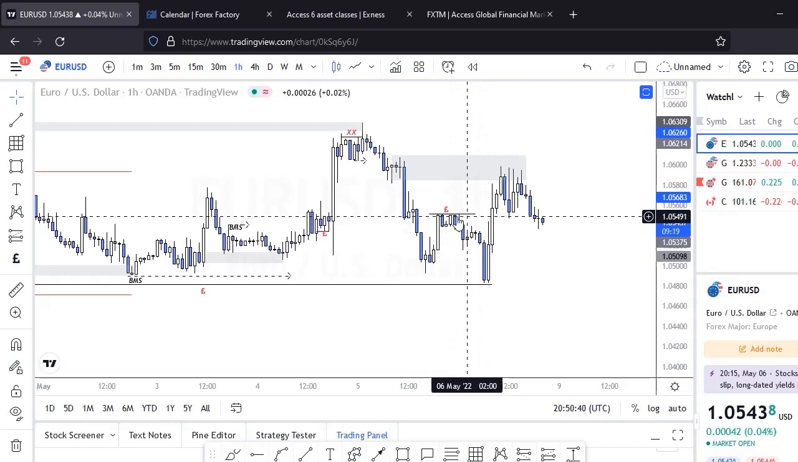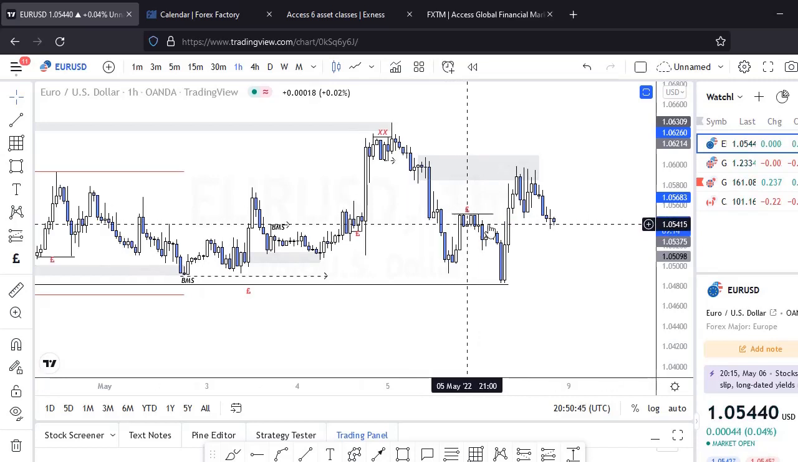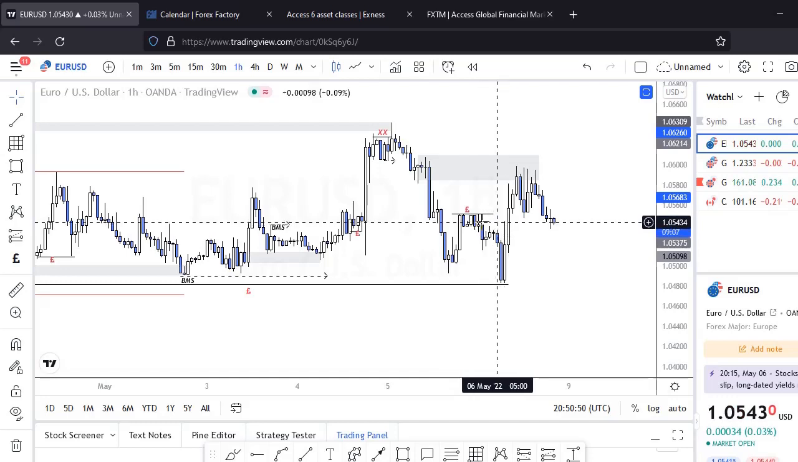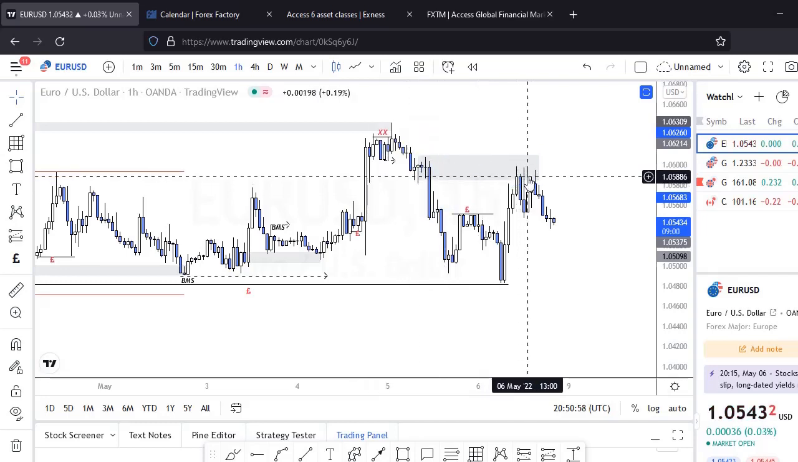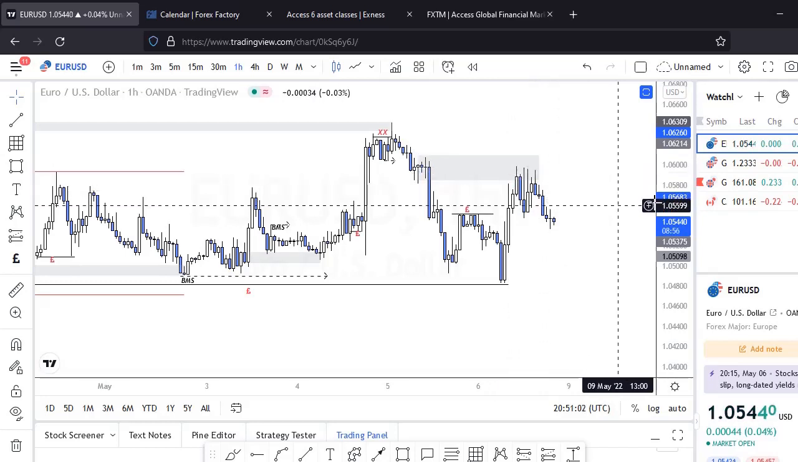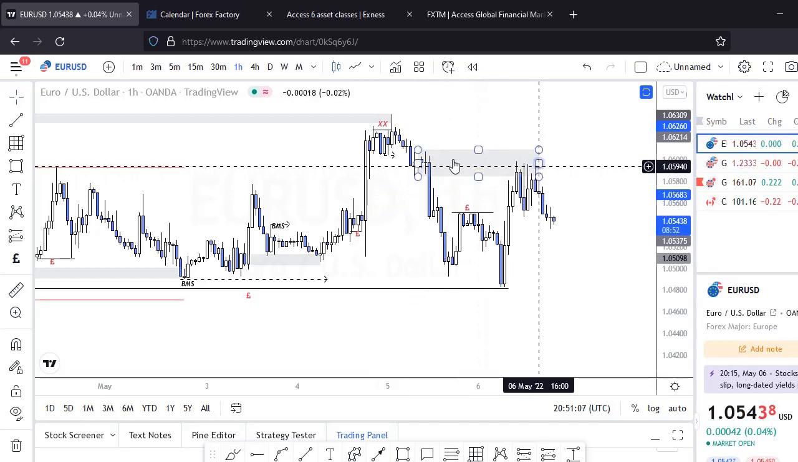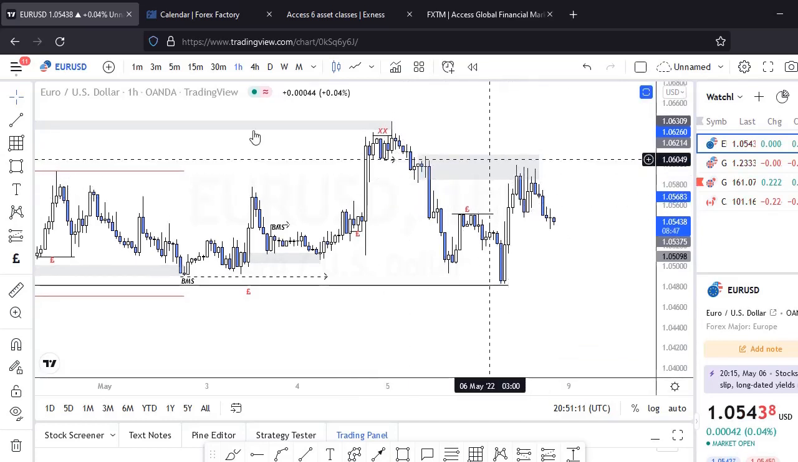Why? Because I was not able to see all my confirmation, right? I was waiting for a smaller time frame break of structure, and price did not give me that smaller time frame break of structure, so I did not take this position. So I was looking at this area here. If price mitigates up from this area, what I really wanted to see was a break of structure on the smaller time frame, which price really did during the NFT.